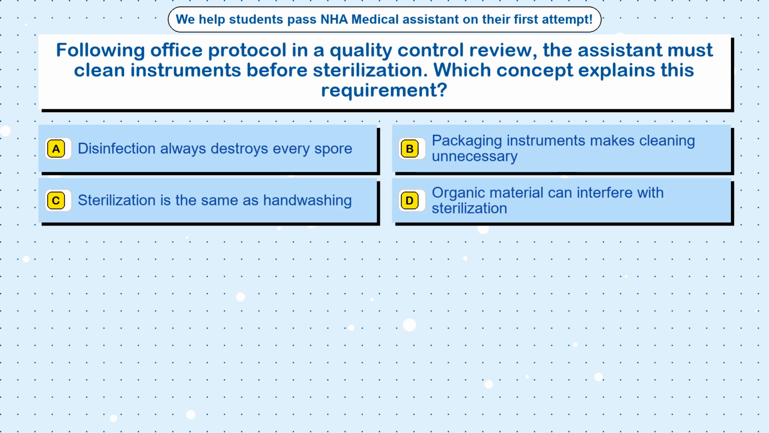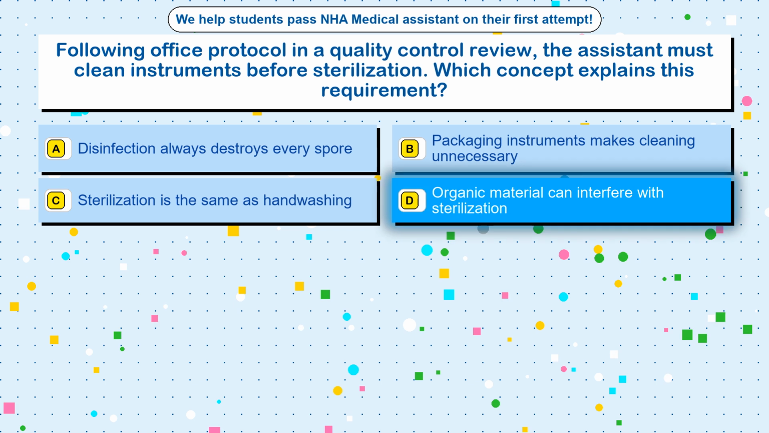Question 82. Following office protocol in a quality control review, the assistant must clean instruments before sterilization. Which concept explains this requirement? Option A, disinfection always destroys every spore. Option B, packaging instruments makes cleaning unnecessary. Option C, sterilization is the same as hand washing. Option D, organic material can interfere with sterilization.